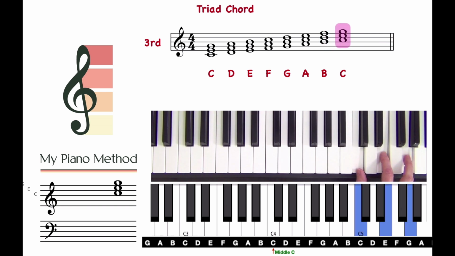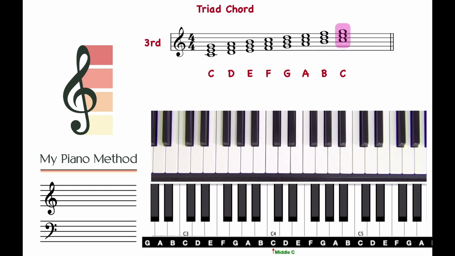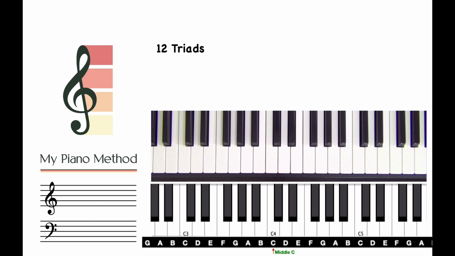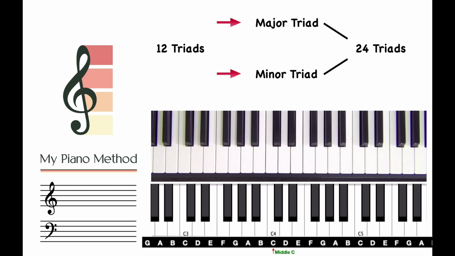Now, of course, there are 12 notes on the piano if you include the black notes, and you can make triad chords from the black notes as well. So we've got 12 triads we need to learn, and there are 2 different types of triad. There's a major triad and a minor triad, which actually means you've got 24 triads to learn, which is quite a lot, and for a lot of people that's just too many to remember.